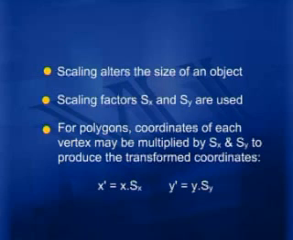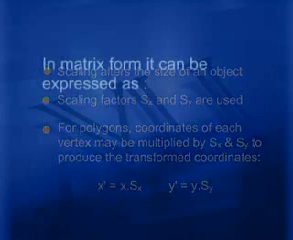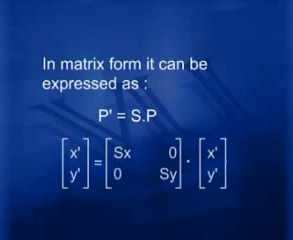For polygons, पुराना काम क्या करेंगे? हर एक vertex को हम sx और sy इस्तेमाल करते हुए मल्टीप्लाई करके हम नई पोजिशंस उनकी फाइंड आउट कर लेंगे और फिर नई पोजिशंस के साथ रीड्रॉ कर लेंगे. So given a point (x, y) and scaling factors sx and sy, the transformed picture would look like x' = x · sx and y' = y · sy. And in matrix form we can express it as P' = S · P. The transformed point would be equal to the scaling matrix times P.